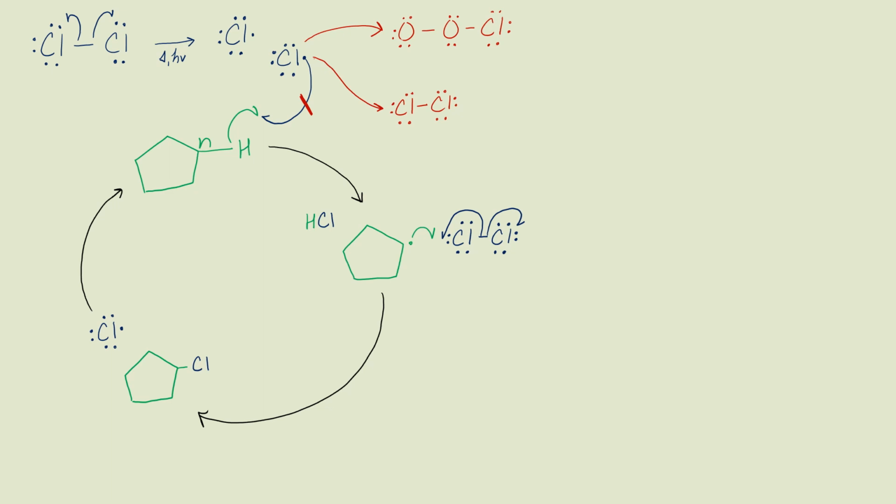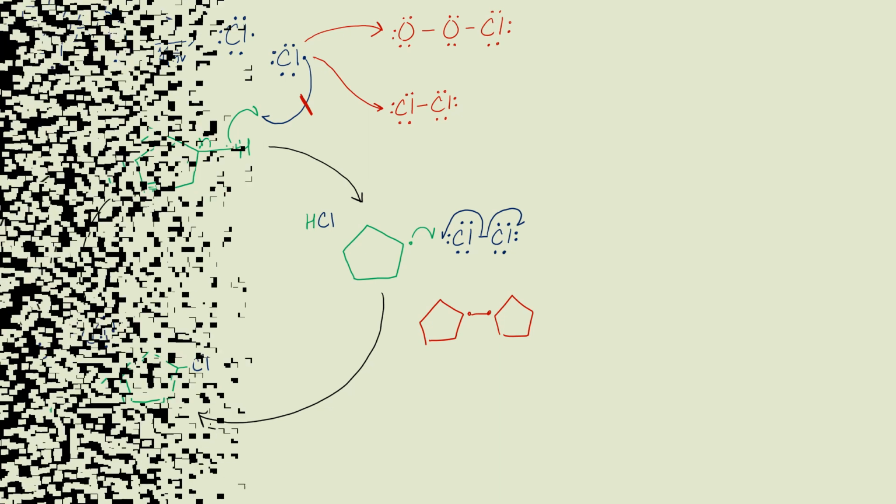Another way this reaction can be stopped is if two of these carbon radicals combine to form a much more stable product. This breaks the chain right here.